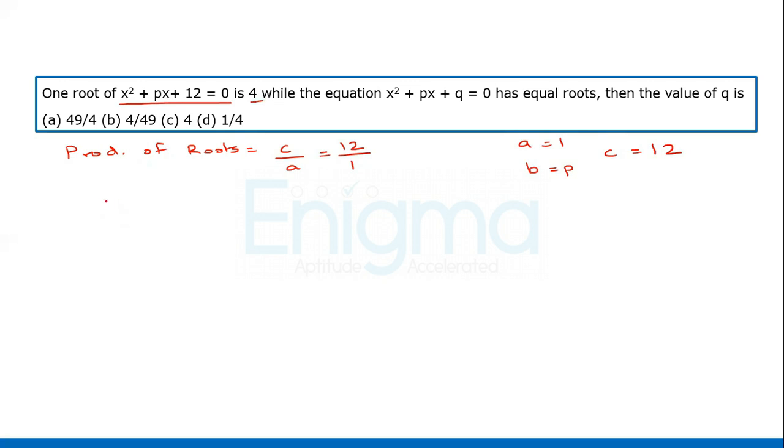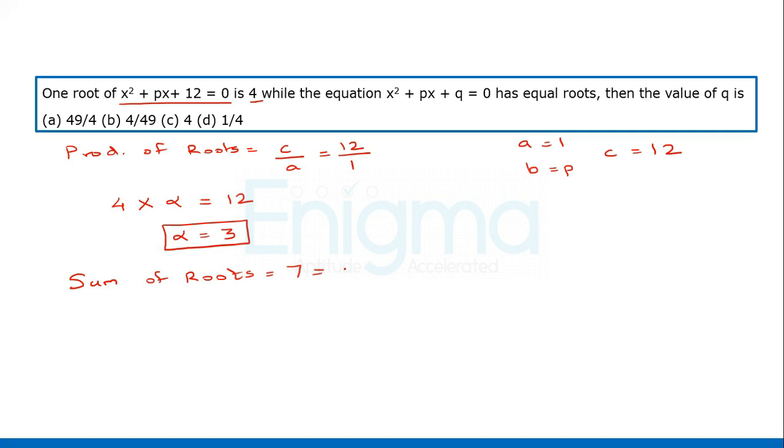Now if we assume the second root as alpha, then the equation becomes product of roots. So therefore 4 into alpha is equal to 12. So therefore alpha is equal to 3. So now we have the roots as 4 and 3. So sum of roots is equal to 4 plus 3, that is 7.